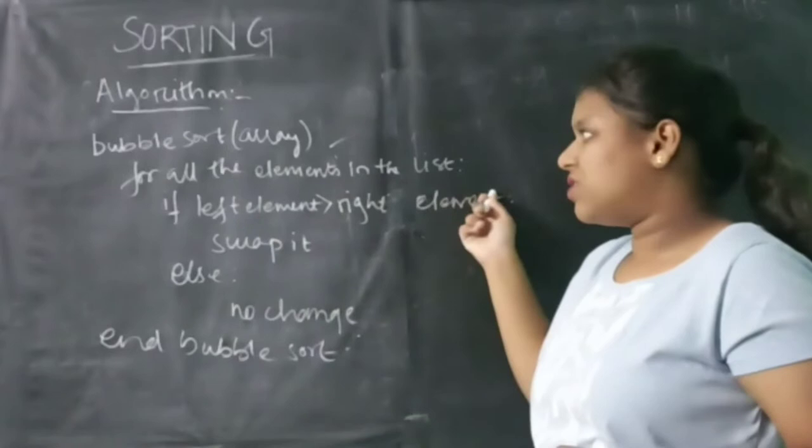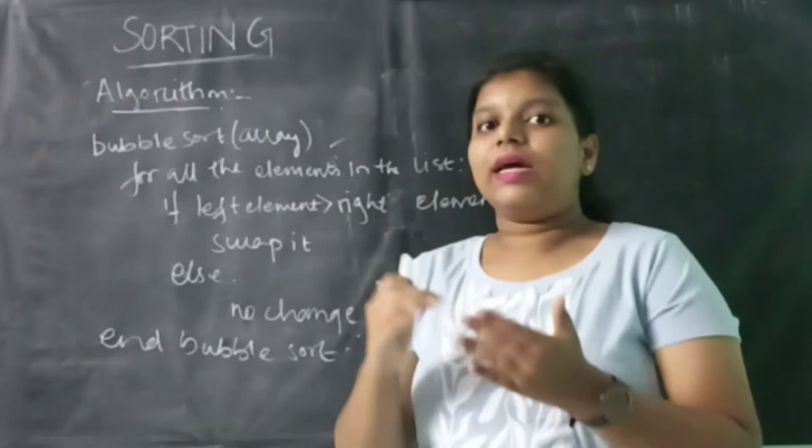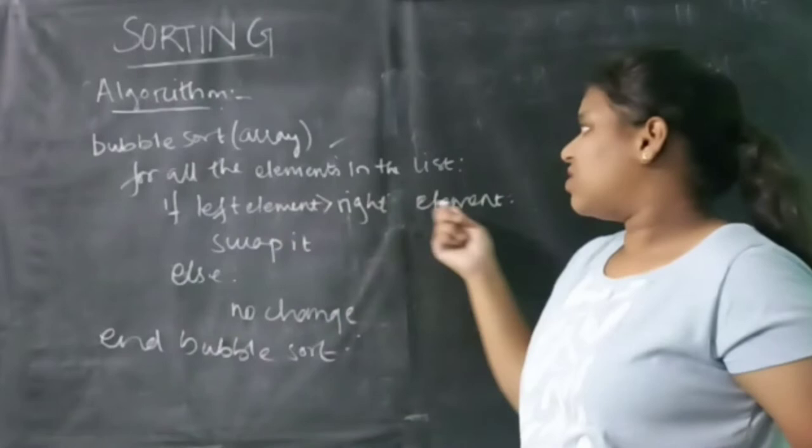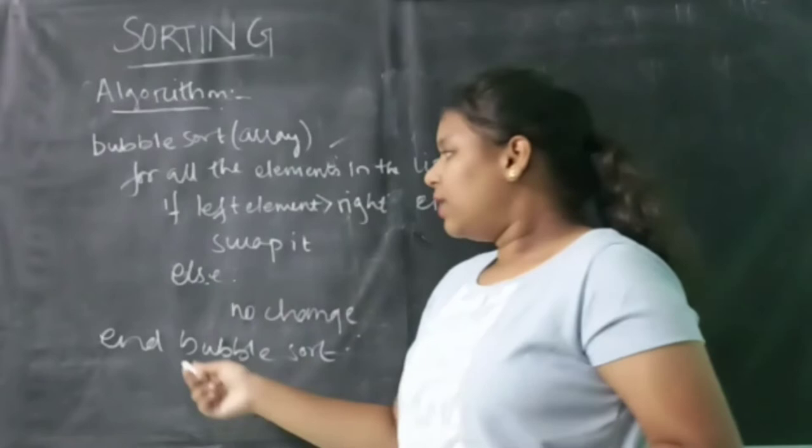If the left element is greater than the right element, as I said, it's compare and swap. As I explained in the previous example, if the left element is greater than the right element, swap it, or else no change. And at the end, we will give end bubble sort, I mean, we will end the process of the bubble sorting.